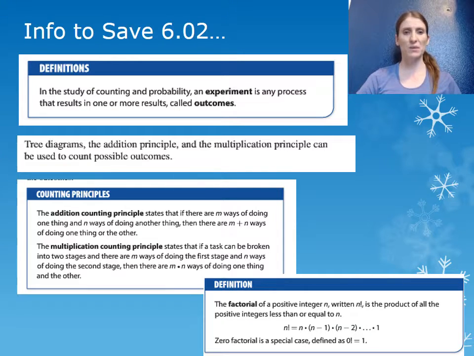In the study of counting and probability, an experiment is any process that results in one or more results, which are called outcomes. And so I think a lot of times about this in science. So we have an experiment in science, and then we have these things that are called outcomes.